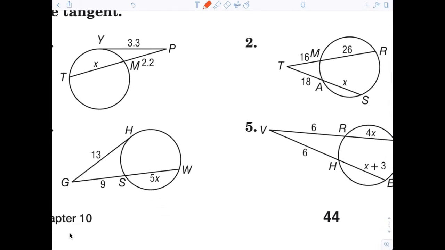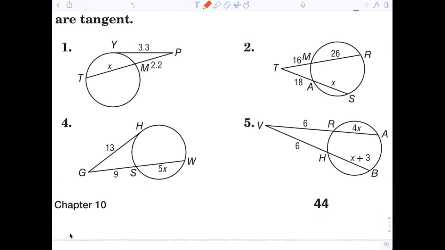So now they've got some weird numbers, so you're definitely going to need your calculator. So for example, number 1, it would be what? 3.3 squared. Right, 3.3 squared is equal to 2.2x. No. 2.2 times 2.2 plus x. Come on, guys, you got to be real careful with that.